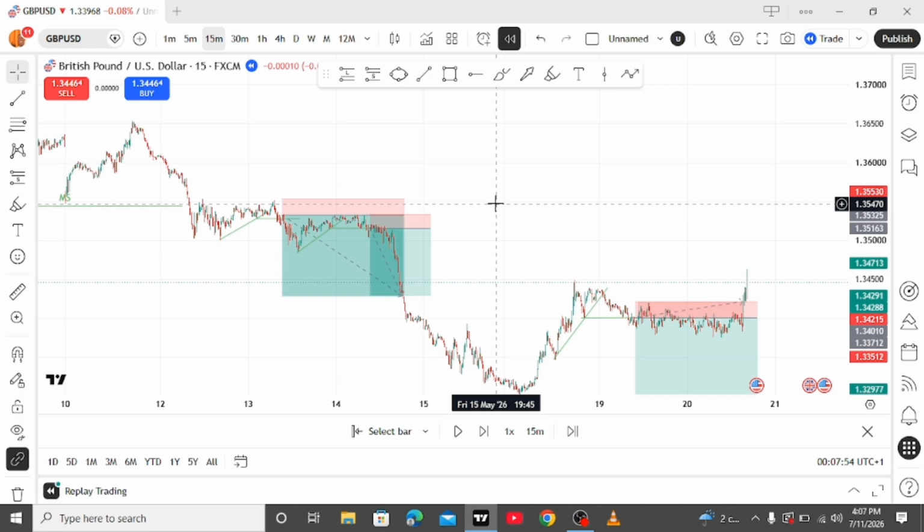So all we have to do is look where the markets are going from the bigger time frame, then going over to the smaller time frame to execute what we know how to execute.